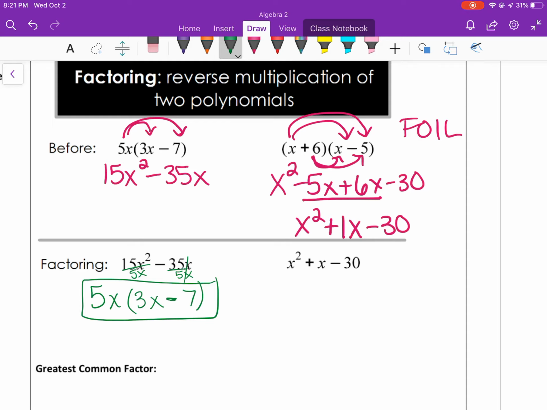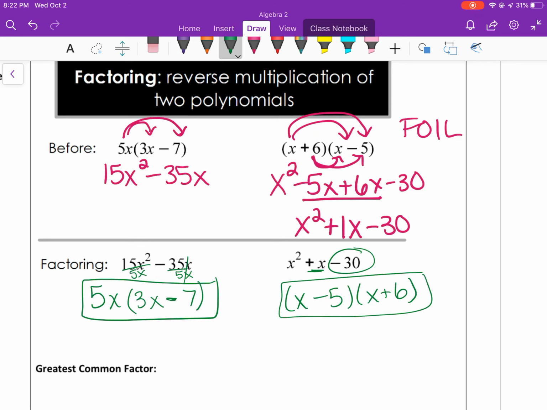So factoring is just the reverse. You're dividing, essentially, and you're putting the number that you divided out front. And then in this one, you're saying, well, I know that x squared is x times x. Then what multiplies to negative 30 but adds to 1? Well, I know it's going to be 5 and 6, and then if it adds to positive 1, the 6 is positive and the 5 is negative. So we're just going back and forth between multiplying it out, and then factoring is going backwards.